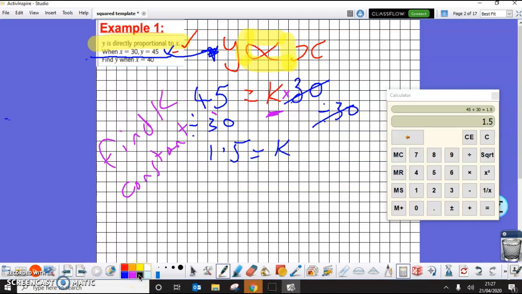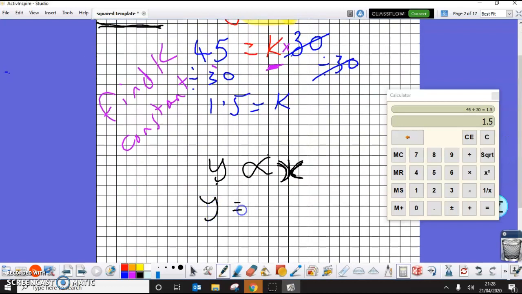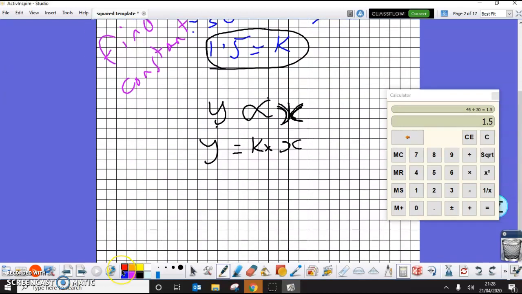Finally, moving on to the third part, find y when x is 40. So I'm going to start with the same proportionality equation that we had. Y is directly proportionate to x, and I'm going to substitute in what I know: y equals k times x. We know k is 1.5, and we're told x is 40. So I'm going to substitute those values in.